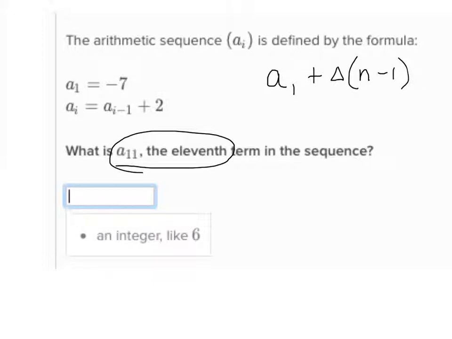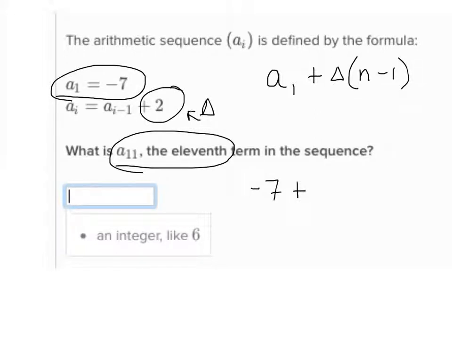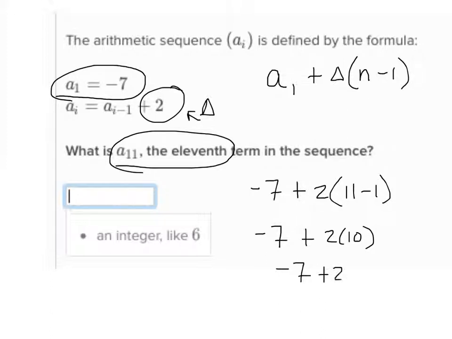So it says right here my first term is negative 7. So I'm going to go negative 7 plus, and my change is 2. Right? There's my change, 2. So plus 2 times, and they want the 11th term, so I put 11 minus 1 in. So I have negative 7 plus 2 times 10. So that's negative 7 plus 20, which equals 13. So the 11th term in the sequence they defined here would be 13.